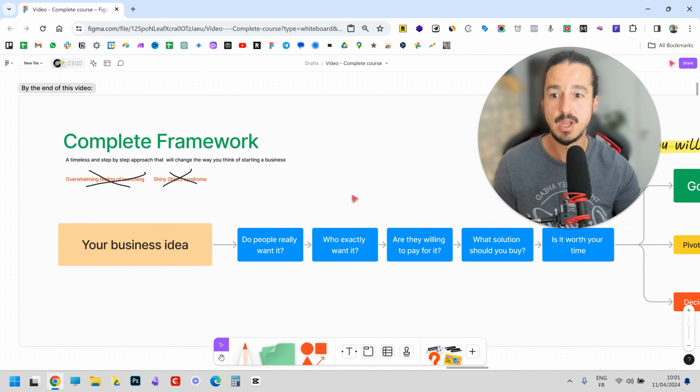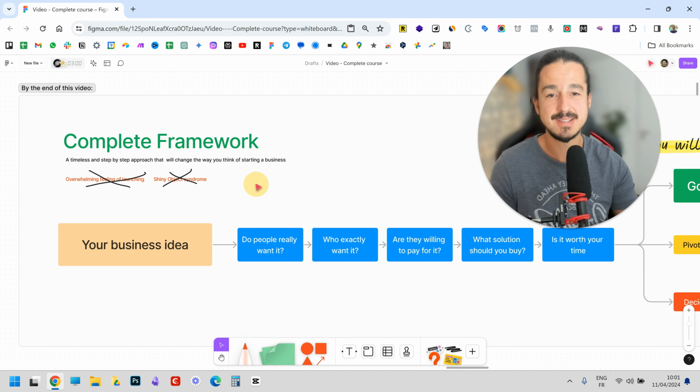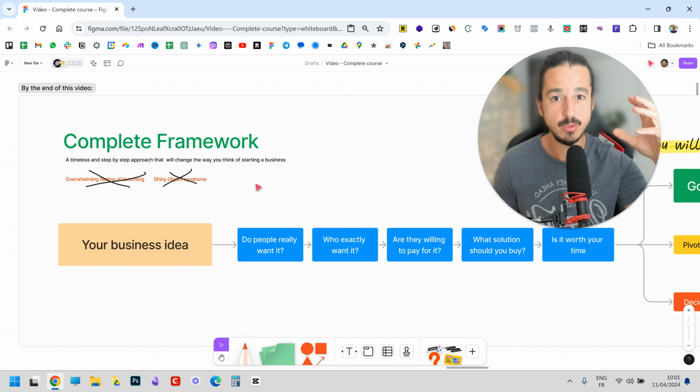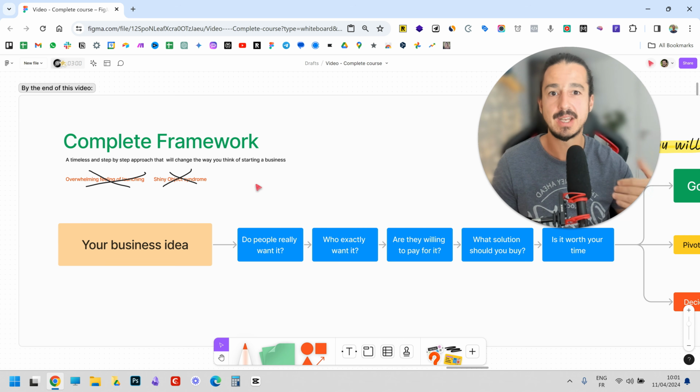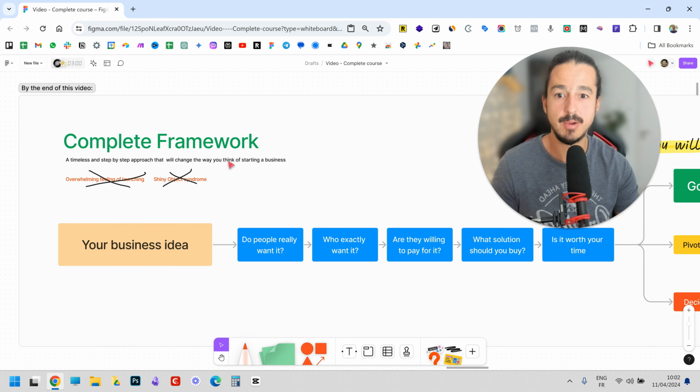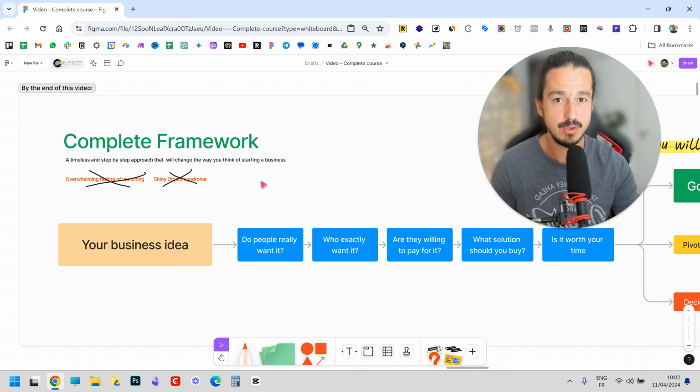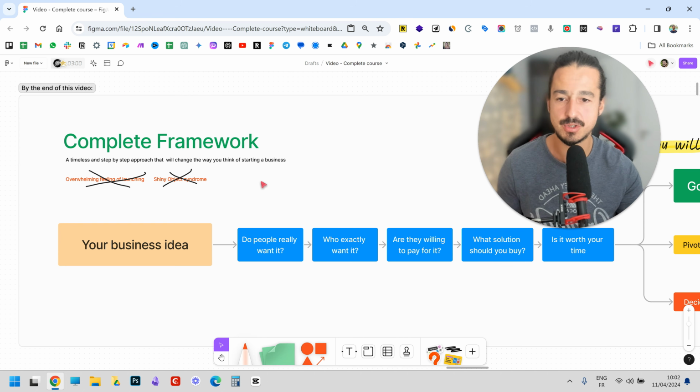By the end of this video, I really want you to get the complete framework, which is actually a timeless method, you will understand, because it's not only about the tools that we are using, it's really about the psychology behind it. It can work right now, but it can work in 5-10 years. It doesn't matter because the tools change, but not the way people act and buy and think. So that is really based on a timeless approach. And hopefully it will change the way you think of starting a business once you have understood this approach.